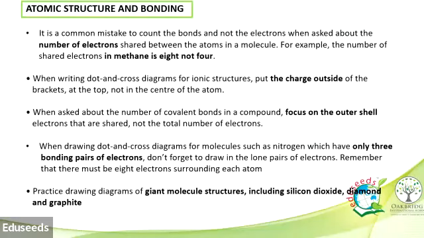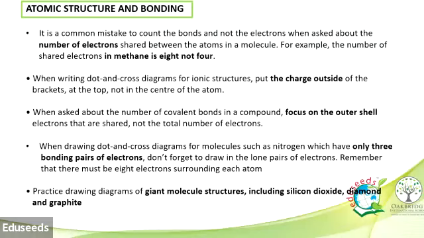So when writing a dot and cross diagram for an ionic structure, put the charge outside of the bracket at the top, not in the center of the atom. In the center of the atom, we will write the symbol of the atom. So let's say it has changed to an ion. The charge, either positive or negative, you write outside of the bracket.